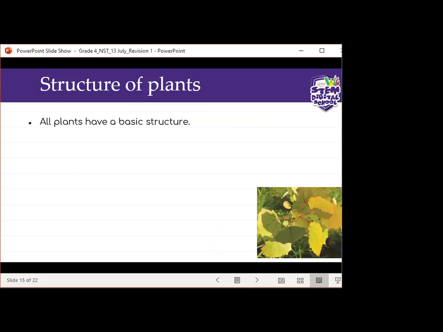Right, so guys, structure of plants. So all plants have a basic structure, right? And the structure is the parts that it is made up of. The structure has a number of things, and I will ask Joma to give us the parts, or rather, the structure of plants. I'm sorry for that.